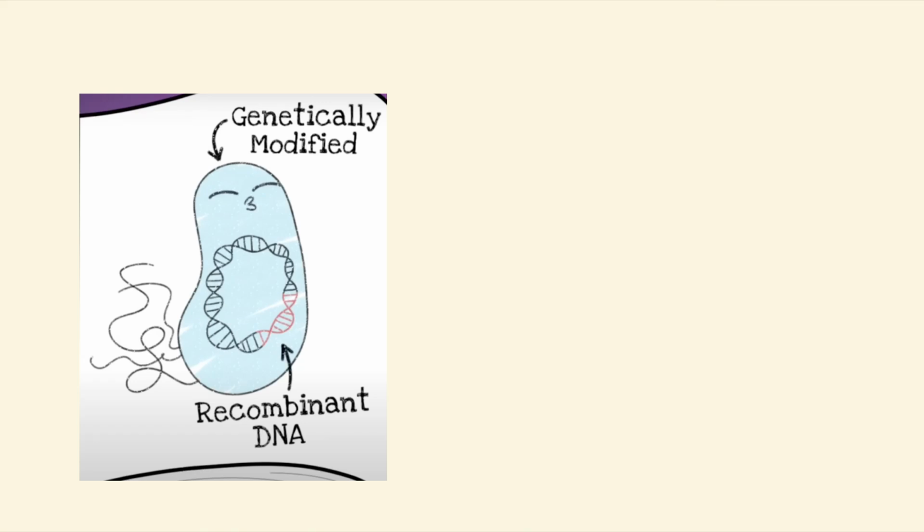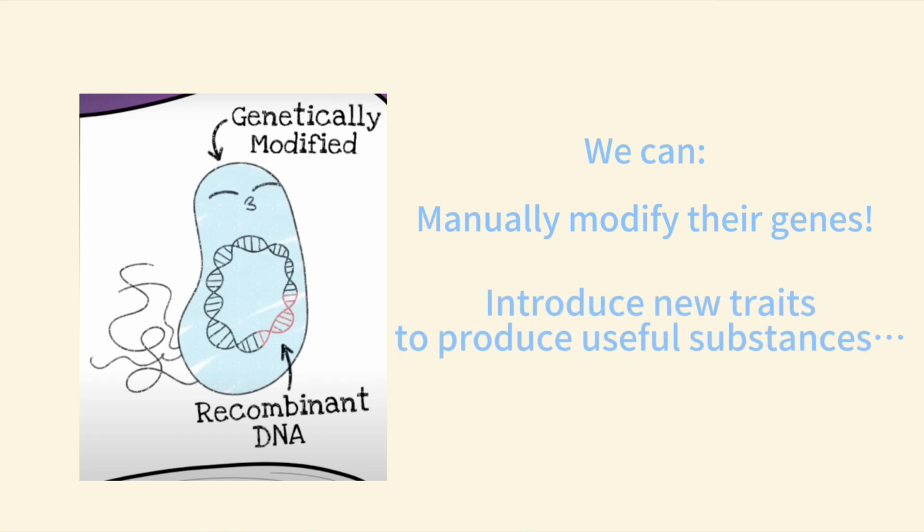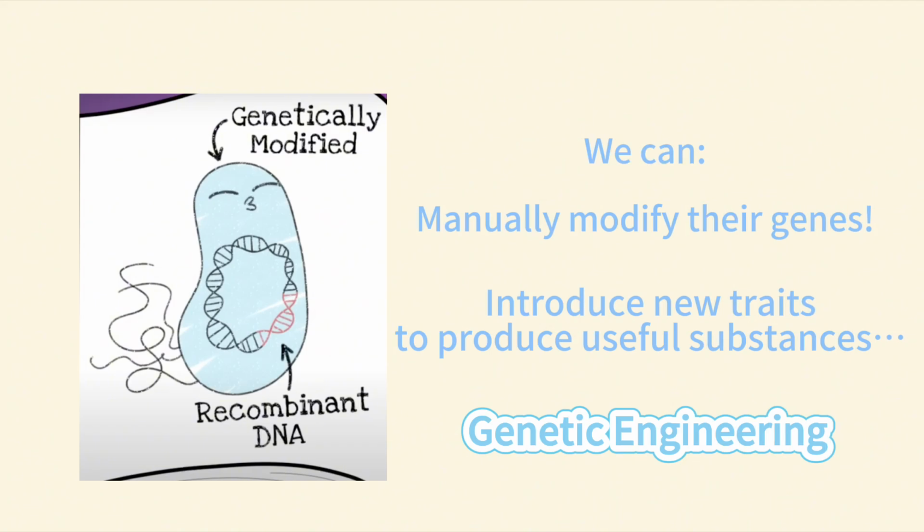While bacteria can naturally exchange genetic material, scientists can also manually modify their genes to serve various purposes. By introducing specific DNA sequences, we can give bacteria new traits to study gene function, develop medical treatments, or even produce useful substances like insulin and antibiotics. All of these processes are part of the field of genetic engineering.